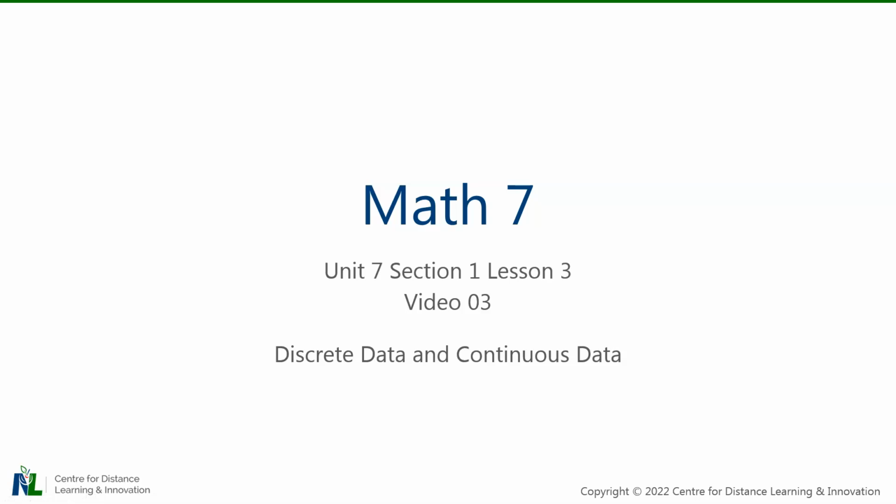Welcome to the third video in Lesson 3, where we will review an idea you may have been introduced to in grade 6, that being two types of data, namely discrete data and continuous data. Revision of these data types is necessary before we continue our analysis of the measures of central tendency.